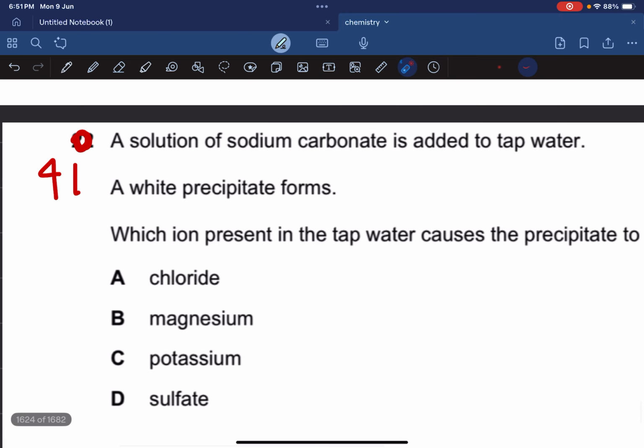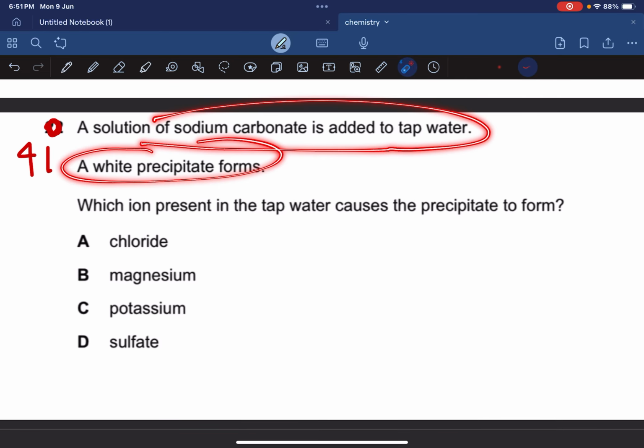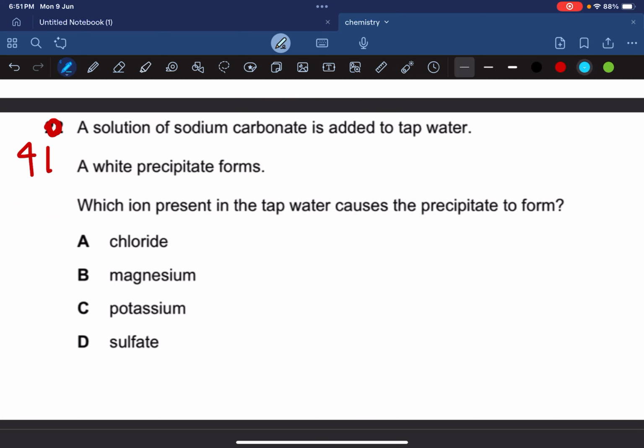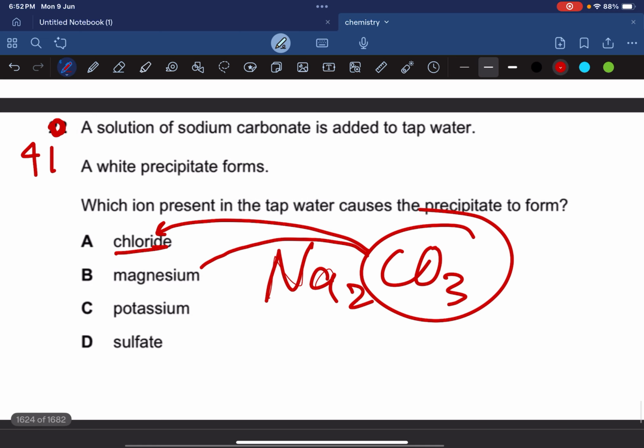A solution of sodium carbonate is added to tap water. A white precipitate forms. Which ion is present in tap water that causes a precipitate to form? Sodium carbonate, Na2CO3. Which carbonate is going to form that's going to be insoluble? Can a carbonate be formed by chloride? No. Chloride carbonate cannot form. Magnesium carbonate? Yes. Magnesium carbonate is going to form a white precipitate.